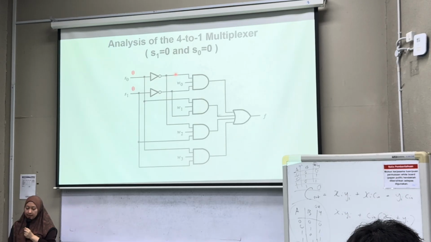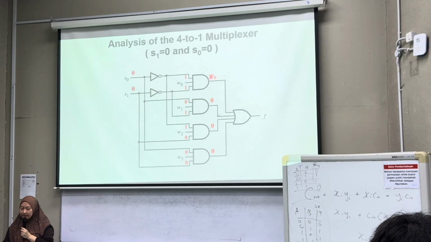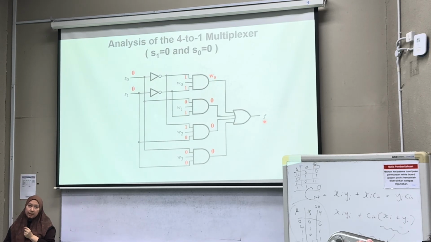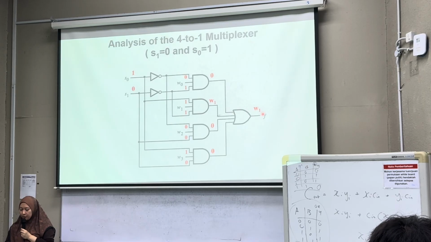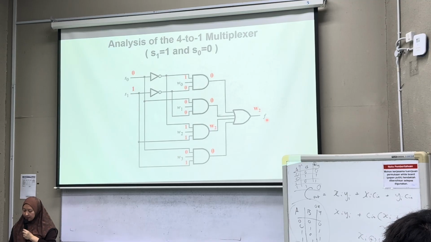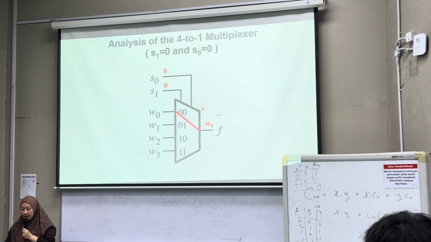When S0 is 0 and S1 is 0, the NOT gates make both inputs to the AND gate 1, so W0 appears at the output of the AND and reaches F. When S0 is 1 and S1 is 0, F is W1. When S0 is 0 and S1 is 1, F is W2. When S0 and S1 are both 1, F equals W3. This is the block diagram, the graphical symbol. So this is your multiplexer.